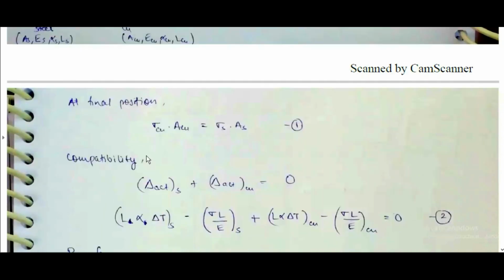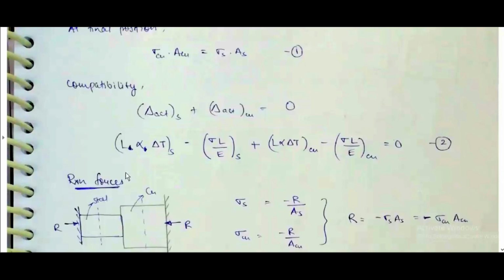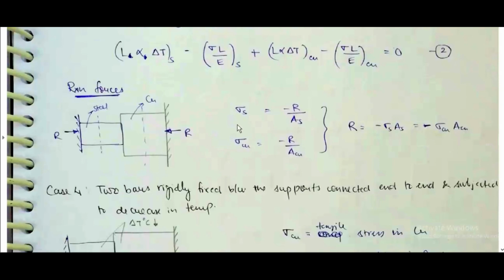Compatibility equation: delta actual of steel plus delta actual of copper is equal to 0. Here this compatibility equation is the main one, and it differs from the initial cases. L alpha delta T of steel minus sigma L by E of steel plus L alpha delta T of copper minus sigma L by E of copper equals 0. Reaction forces are: sigma S is equal to minus R by AS, sigma C is equal to minus R by ACU, R is equal to minus sigma S AS, which is equal to minus sigma CU ACU.